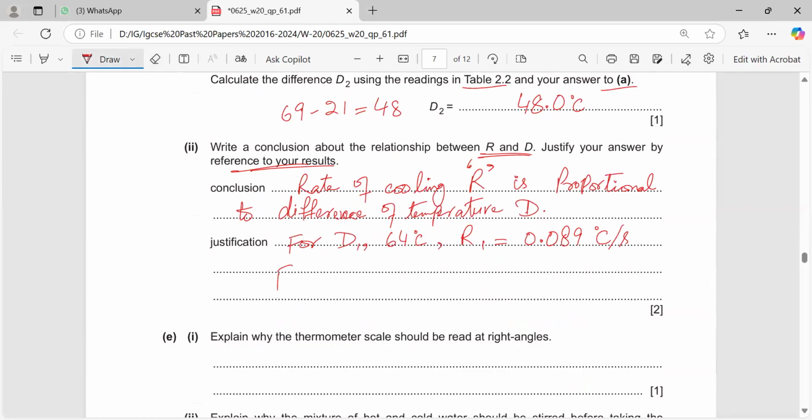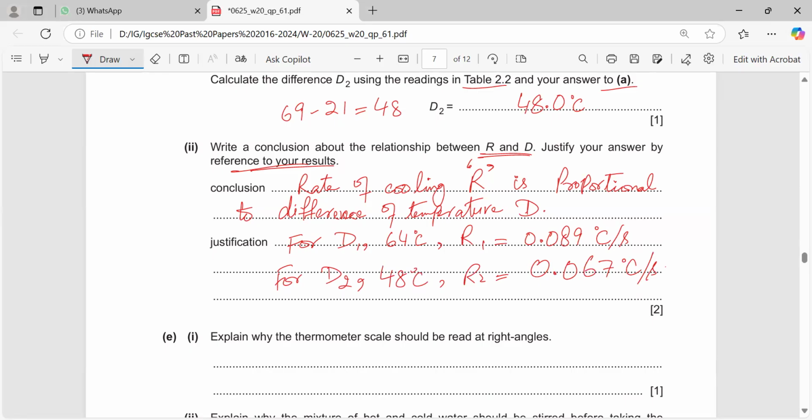And for D2, which is 48 degrees Celsius, R2, the rate of cooling, is 0.067 degrees Celsius per second. And we can see that when the difference between the temperature and the initial temperature of the hot water is higher, the rate of cooling is higher, and vice versa.